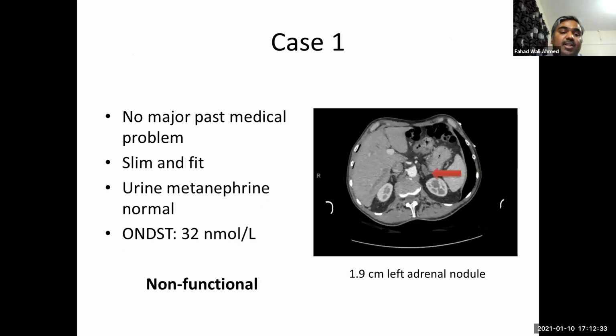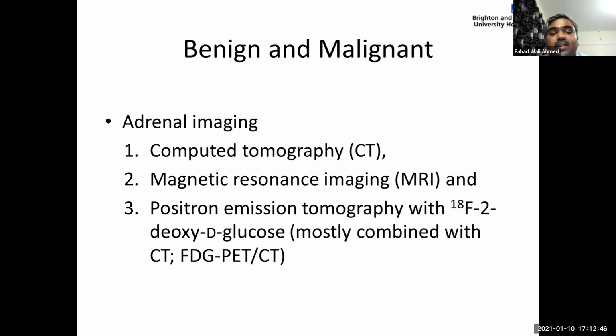So in our case, the patient is quite slim and fit. His urine metanephrine is normal. And the overnight dexamethasone suppression test shows a cortisol of 32 millimoles per liter. So the nodule is non-functional. The next question we need to answer is: is this benign or malignant? And for that, we need to use an imaging modality.